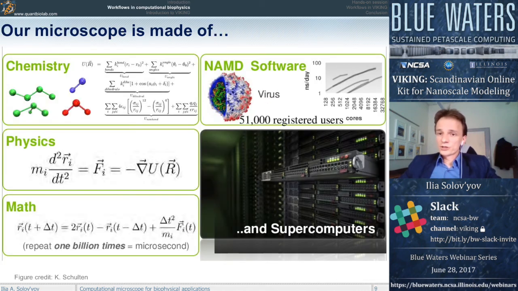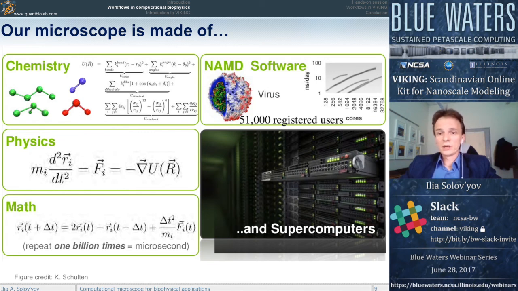So I introduced you to this term computational microscope, and here I would like to elaborate a little bit on that. With this slide, I also would like to mention what kind of workflow you can envision when you employ this computational microscope. Well, first of all, if you study biophysical systems, there are fundamental laws of nature. So basically, we have physics in the problem, and physics gives us the equations of motion that have to be solved.